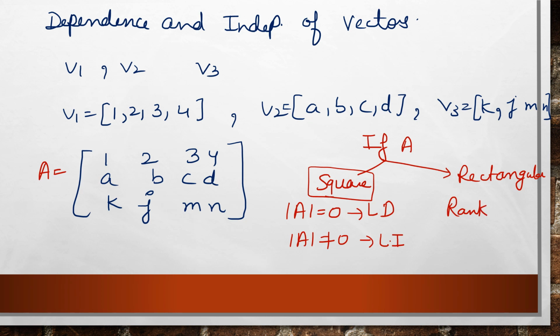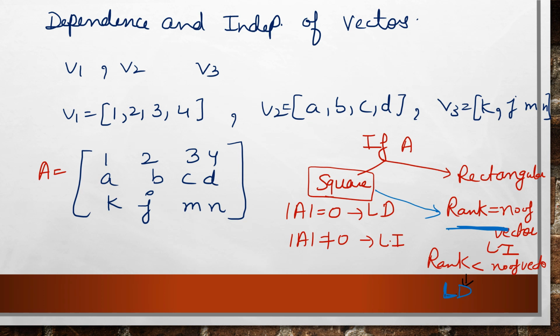So if rank is equal to number of vectors, then linearly independent. Okay, if rank is less than number of vectors, then this will be linearly dependent. Fine. This rank approach you can use in both the cases, like in the square case also you can use this.